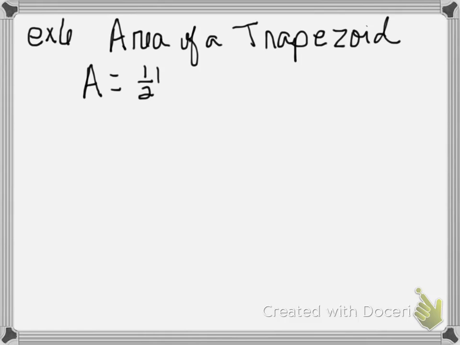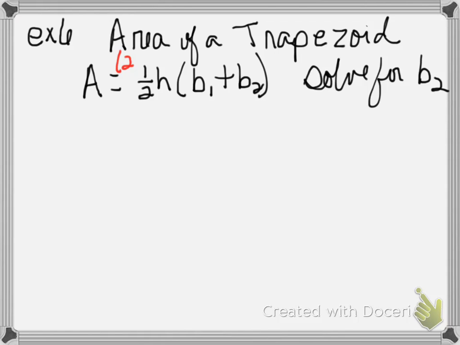Example 6. The area of a trapezoid is A equals 1/2 times h times (b1 plus b2), and we're going to solve for b sub 2. Now this is a little bit more complicated when you have more than one variable. Your goal is to get b sub 2 by itself.